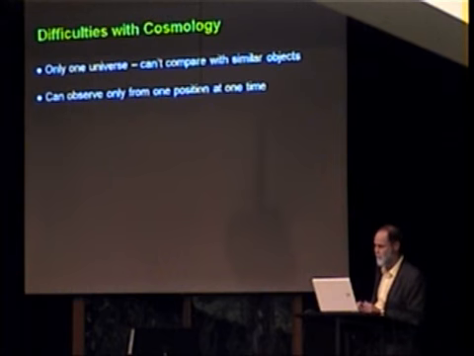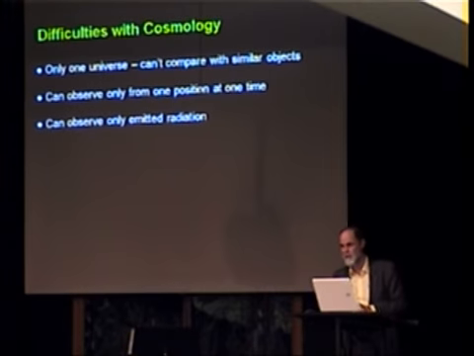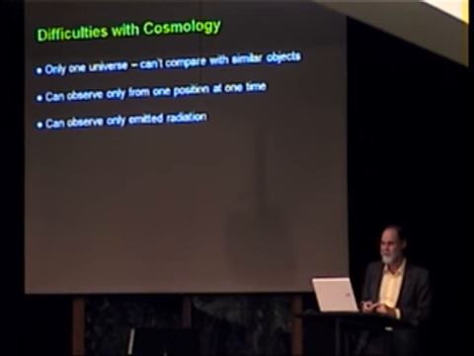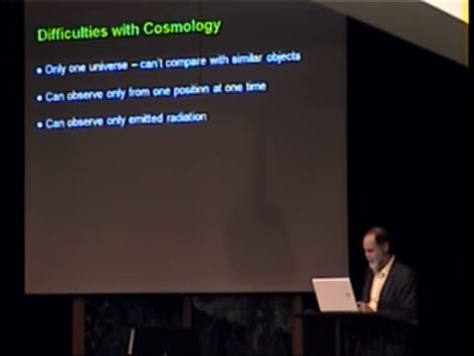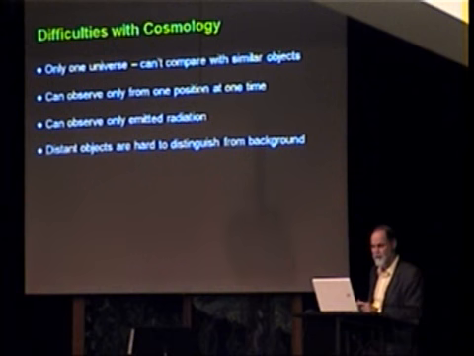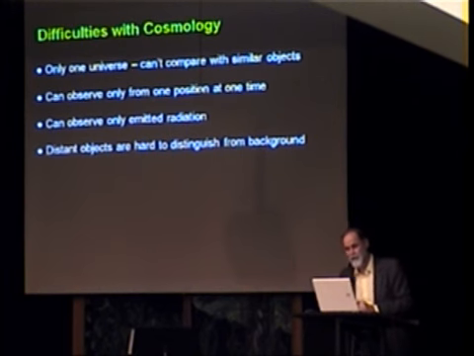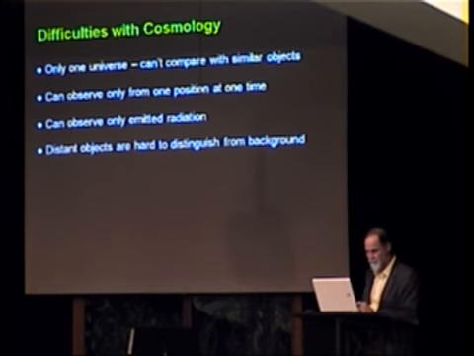We might assume that the universe is the same everywhere else, but you can't really prove it. It is an assumption. The third difficulty is that you can observe only light coming from stars or radiation that you can pick up with radio telescopes. There might be a lot of other things out there that you can't see, and hence that you can't put into your model. For distant objects, they're very hard to distinguish from the background.